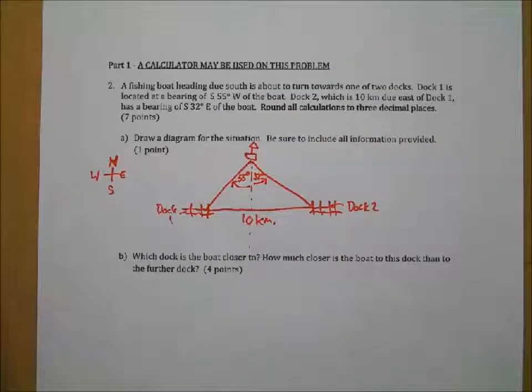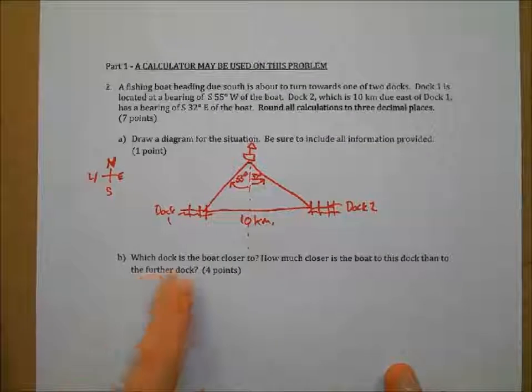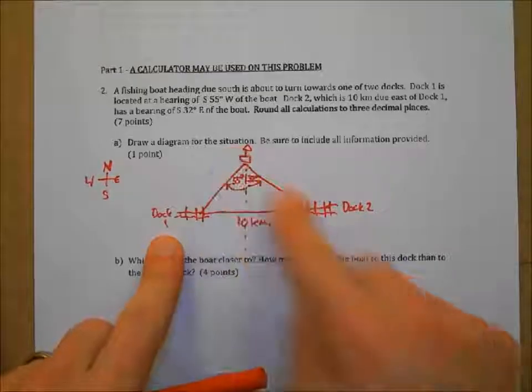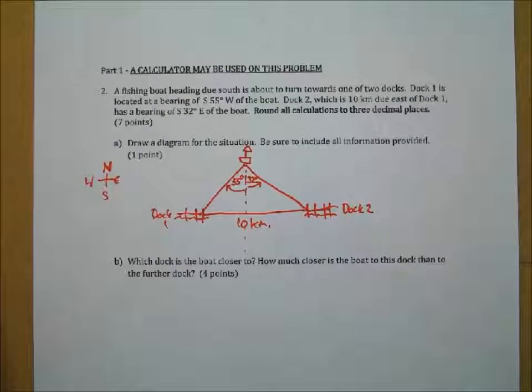So there's our picture. If you can get that down, you've got half the battle right there. Now, letter B asks, which dock is the boat closer to? How much closer is the boat to this dock than to the further dock? So in order to determine which dock is closer to the boat, what distance are we trying to find? What lengths or what sides are we trying to find here? Yeah, Julia? The opposites of dock 1. That side. Yeah, this side right here, and this side right here. Exactly right.